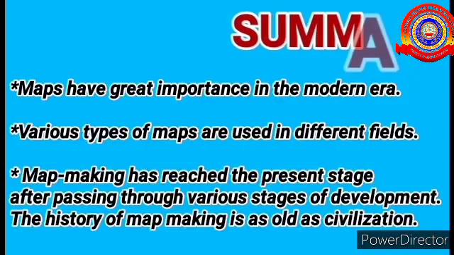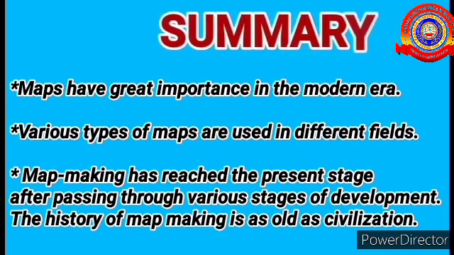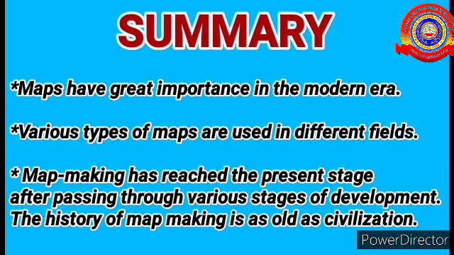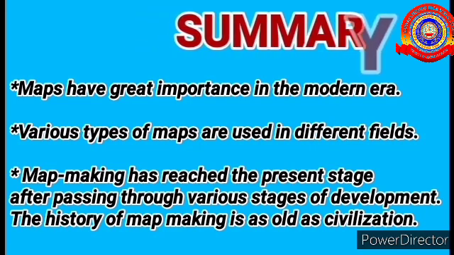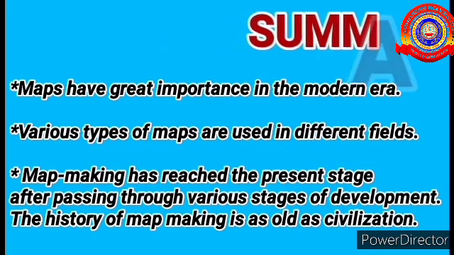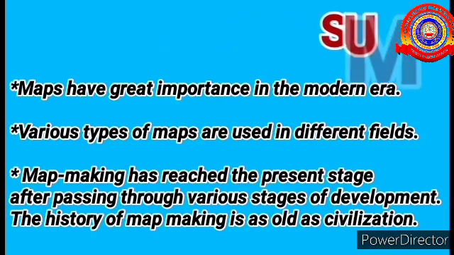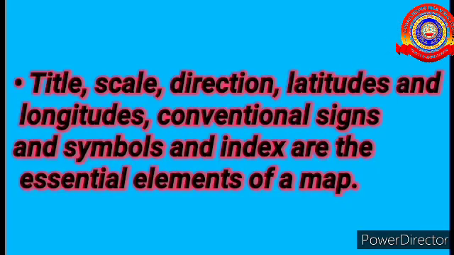Students, now let's summarize what we learned in this unit. We learned that maps have great importance in the modern era. Various types of maps are used in different fields. Map making has reached the present stage after passing through various stages of development. The history of map making is as old as civilization. Title, scale, direction, latitudes and longitudes, conventional signs and symbols, and index are the essential elements of a map.